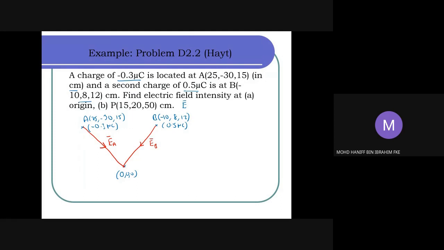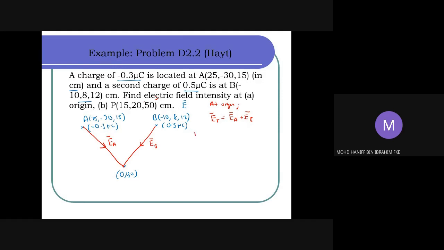Okay, so from here we can see that the total E produced shall be equal to electric field A plus electric field B. So we put this at origin. At origin, we can see that the total E field will be EA plus EB. So from here, we need to find one by one what is EA and what is EB.